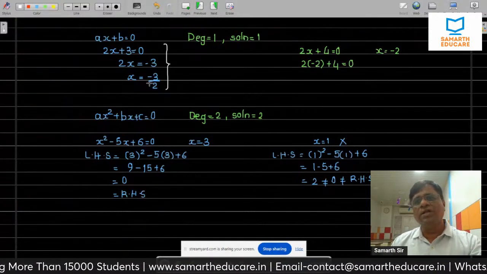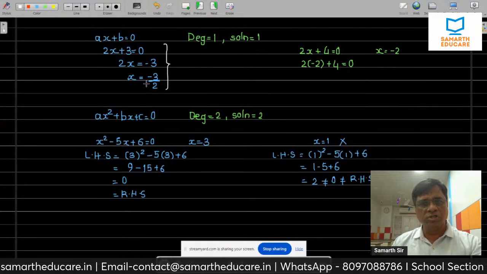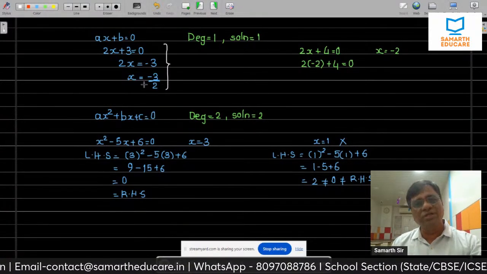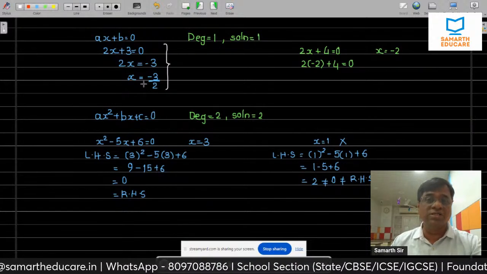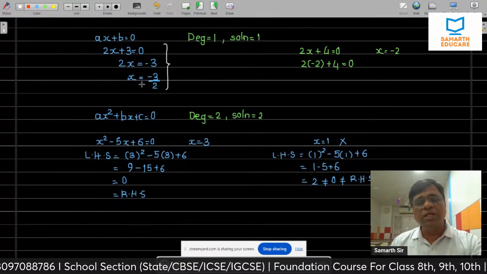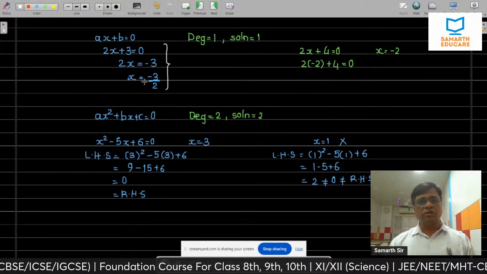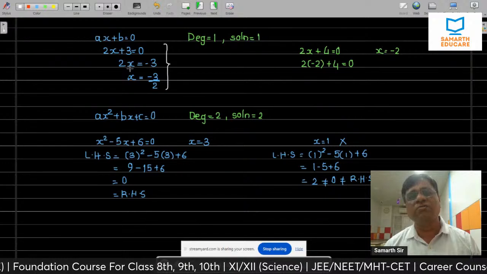Now to solve the quadratic equation, there are four methods. Number one is factorization. Number two is completing the square. Number three is a formula method, which is also called as Sridharacharya's formula. And number four is a graphical method. So in our syllabus, we only have three methods which we are going to learn. So in the next class, I'm going to start with factorization method.